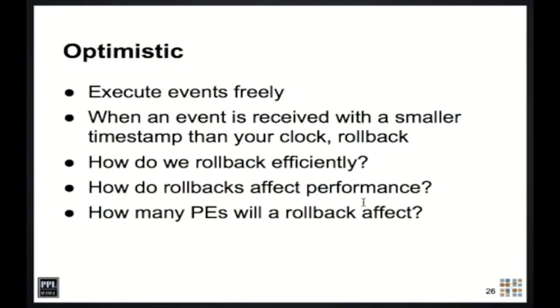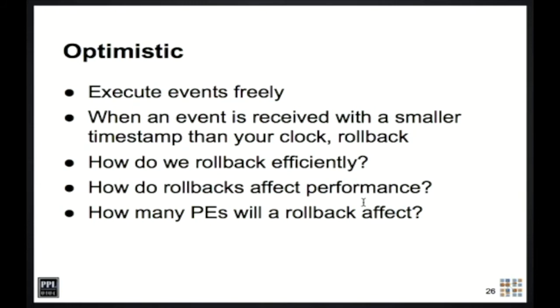So next, we'll talk about the optimistic approach. In the optimistic approach, again, we can execute events freely, and then we just have to figure out how to account for errors when we make mistakes. And this is going to come in the form of what we call a rollback. Basically, if you receive an event that is smaller than your current event time, you know you've screwed up. You have to figure out how to get your processor to go back in time to a point before that event would have arrived, and then you can continue forward execution.